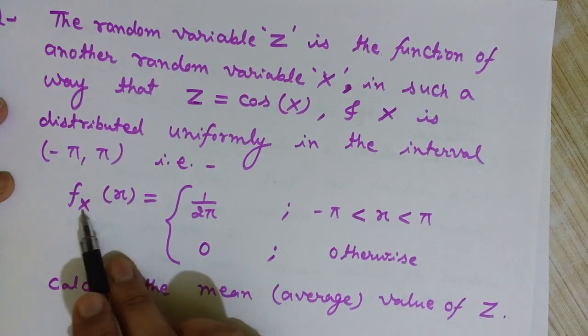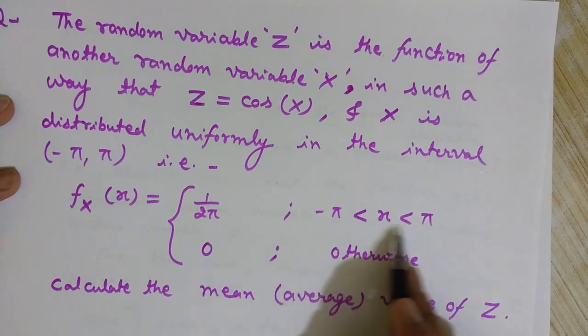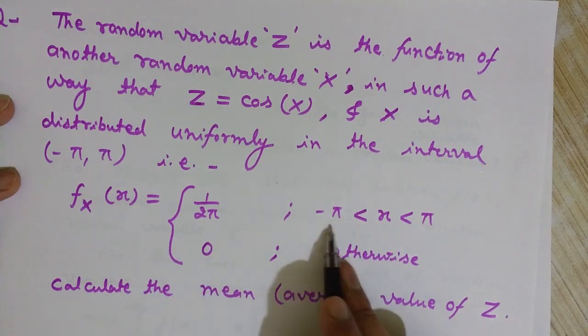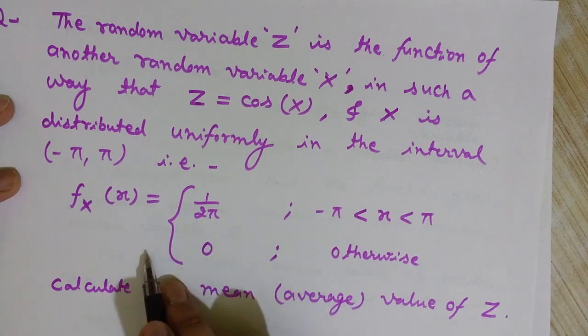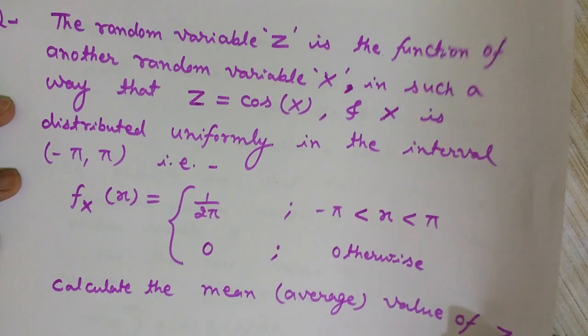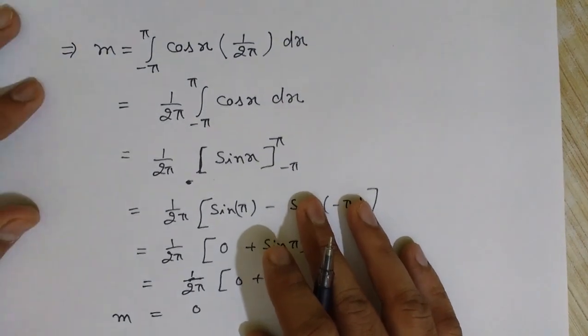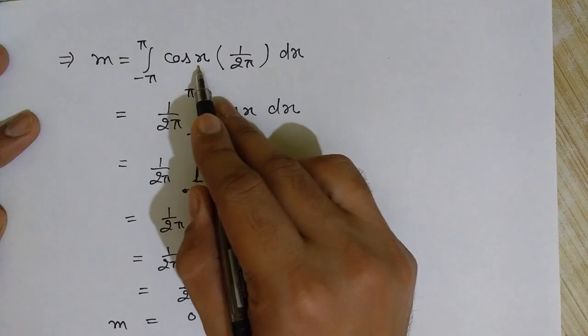This function f of x, this probability density function, is defined only in the range of minus pi to pi. For other values that are not lying in this range, its value is 0. So we will integrate it from minus pi to pi instead of minus infinity to infinity, because for that range it is 0. So we will consider the limits from minus pi to pi.